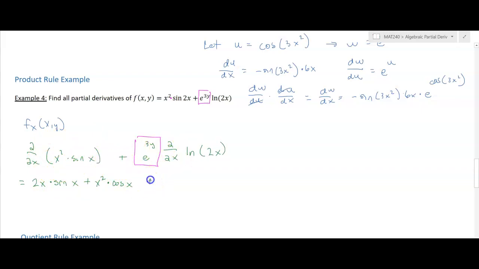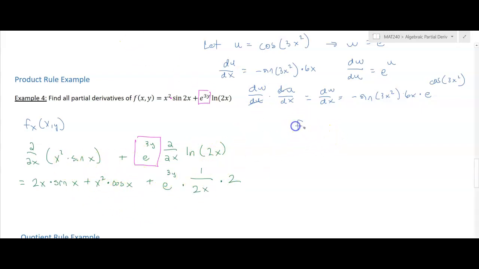For the second one, we get to use the chain rule. This is e to the 3y multiplied by the natural log, and the derivative of natural log is 1 over the argument. So the natural log of stuff will be 1 over stuff, times the derivative of the stuff, which is the derivative of 2x. In this case, that equals 2. We're not going to simplify any further at this moment. We have completed the derivative.